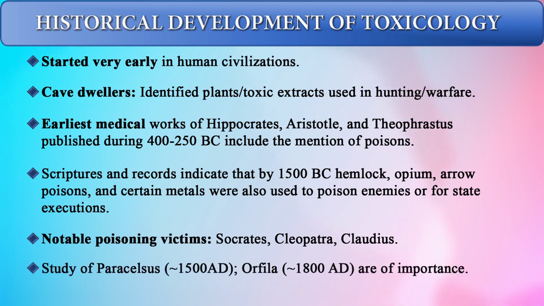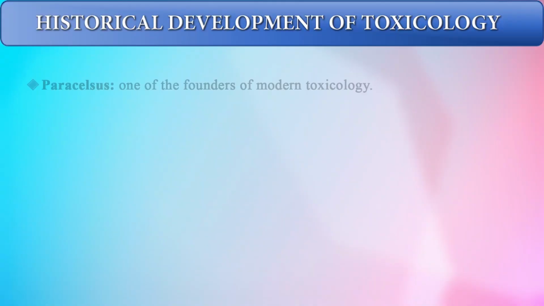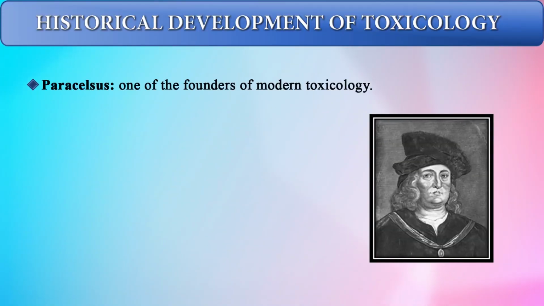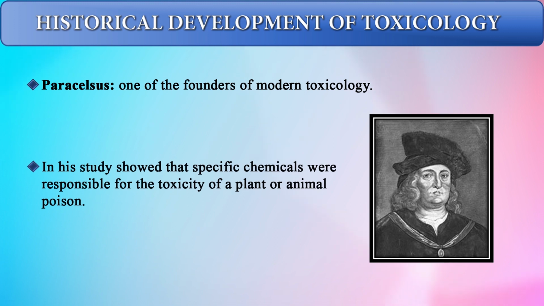The studies of Paracelsus in 1500 AD and Orfila in 1800 AD are very important in environmental toxicological studies and in this discipline especially. Paracelsus is one of the founders of modern toxicology, and in his study he showed that specific chemicals were responsible for the toxicity of a plant or an animal poison.